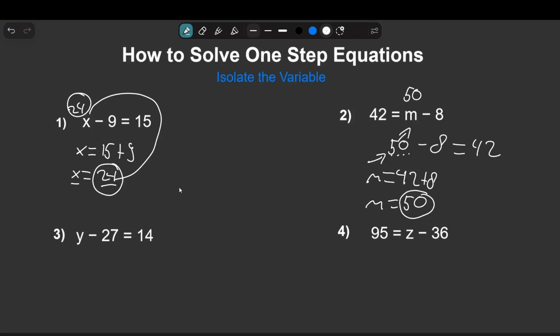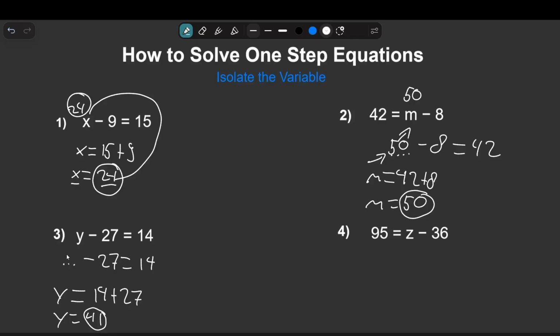So again, this just tells us something minus 27 equals 14. This one can be a bit harder to do using mental math, so we're going to use the method. So we're going to isolate our variable. We're going to do it like this. y equals 14 plus 27. 14 plus 27 equals 41. So our variable has a value of 41.